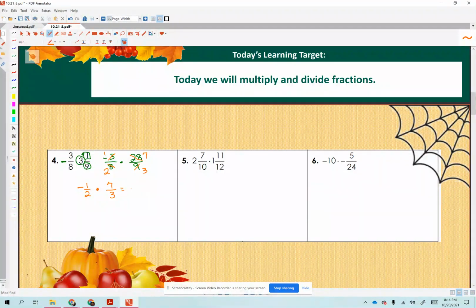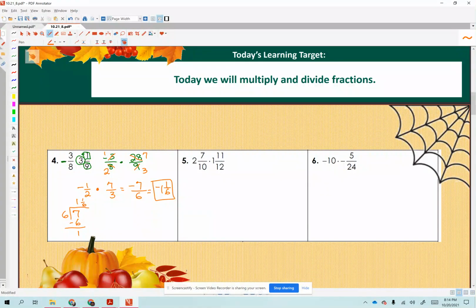And now I just simply multiply across. As I said, our answer will be negative. So negative 7 times 1 is 7. 3 times 2 is 6. And if we divide 7 by 6, we get 1 and 1/6. So that will be our final answer. It's negative 1 and 1/6.